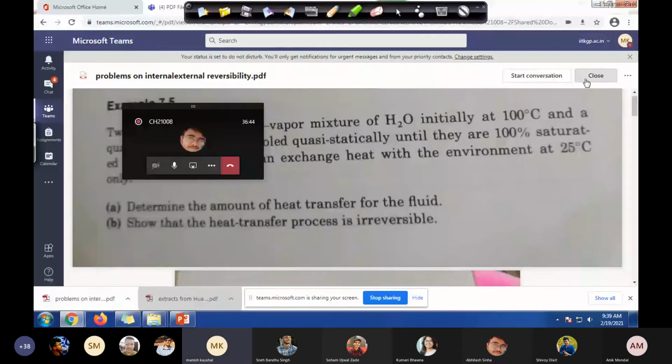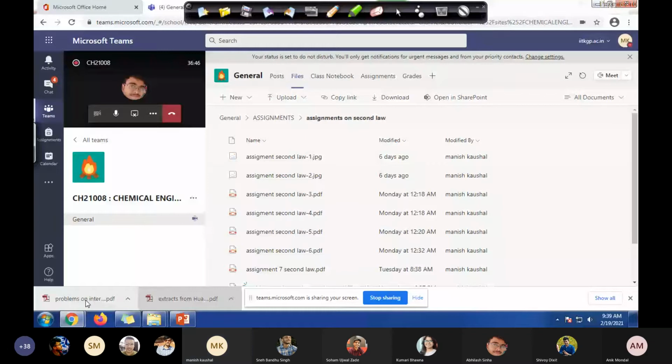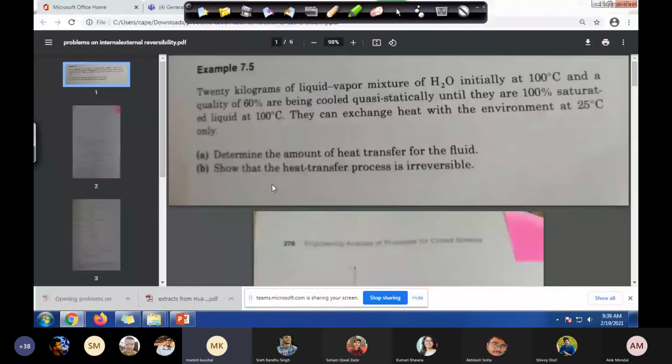So let's see these examples also. I've taken two examples from Sonntag's book, again just to clarify what is internal, external, reversible, irreversible. We have 20 kilograms of liquid-vapor mixture of H2O, initially at 100 degrees Celsius. So it's a phase change mixture, and the quality is 60%, so you have 60% vapor.